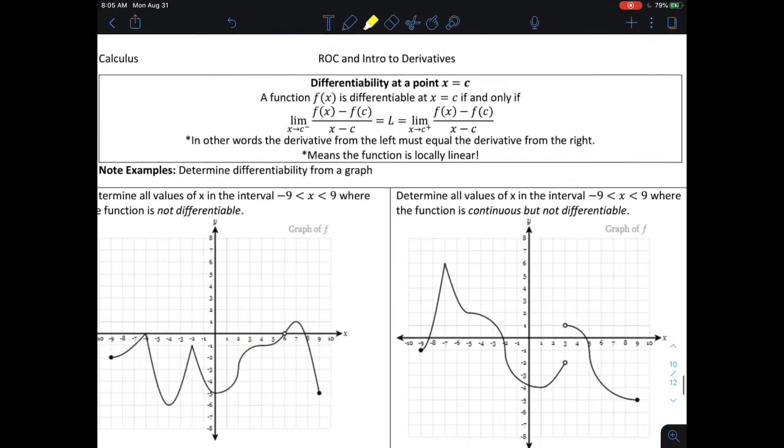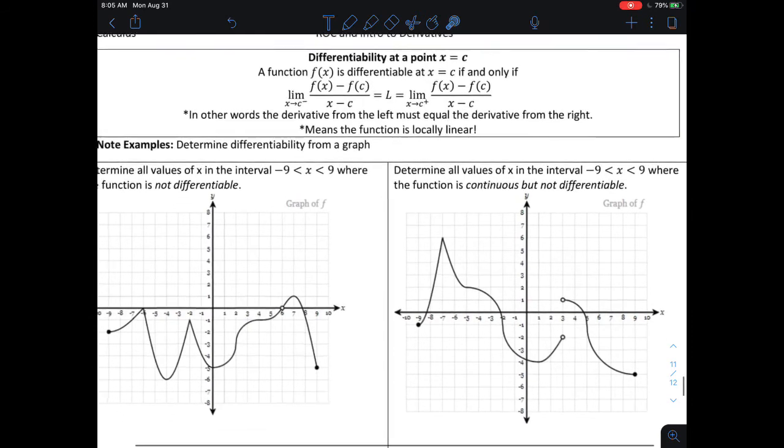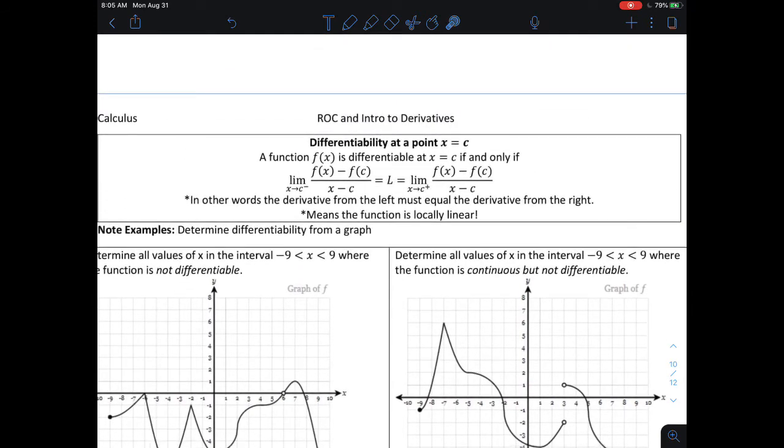So let's actually define using limits what it means for a function to be differentiable at a point. In order to be differentiable at a point, my derivative limit must exist. This limit is one of the forms of the derivative for finding the value of the derivative at x equals c. It's the alternate form. The limit as I approach this x value from the left for my slope must equal the same slope limit as I come at it from the right. In other words, the derivative from the left has to equal the derivative from the right.